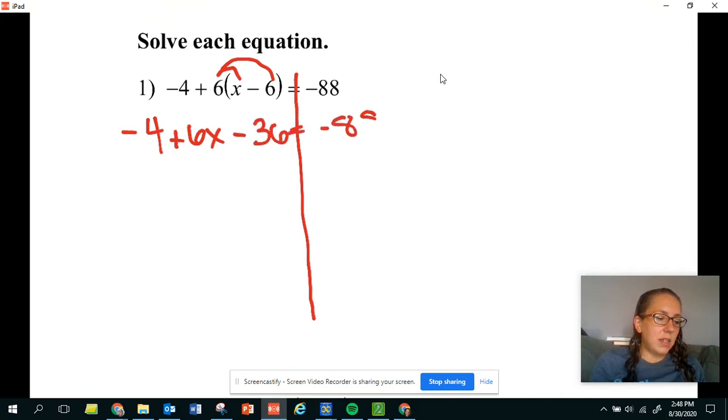Now, I will say that when I did see mistakes on the work, the biggest mistake I saw was people forgetting to simplify or combine like terms before they started solving. So make sure you're doing that. So I'm going to combine the -4 and the -36 because they're on the same side. So I'm not doing the opposite of anything. I'm just putting them together. So it's going to be 6x minus 40 equals -88.